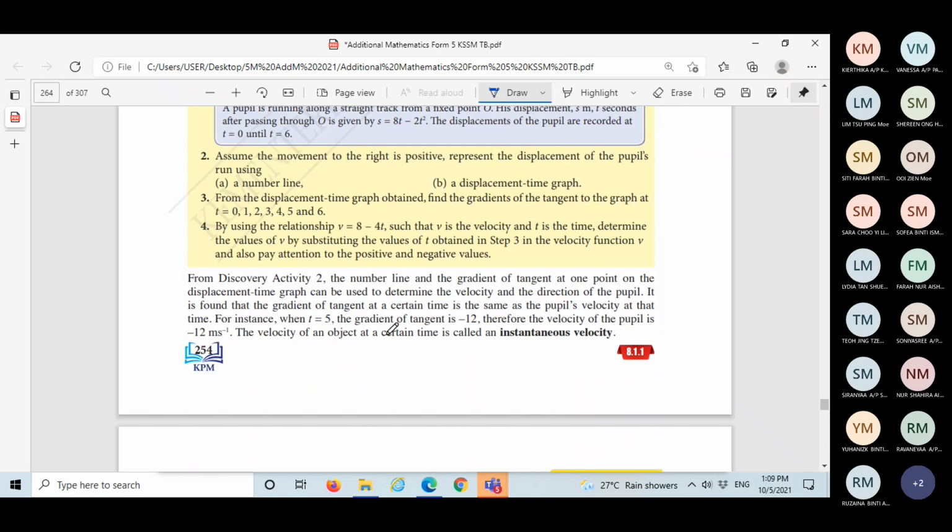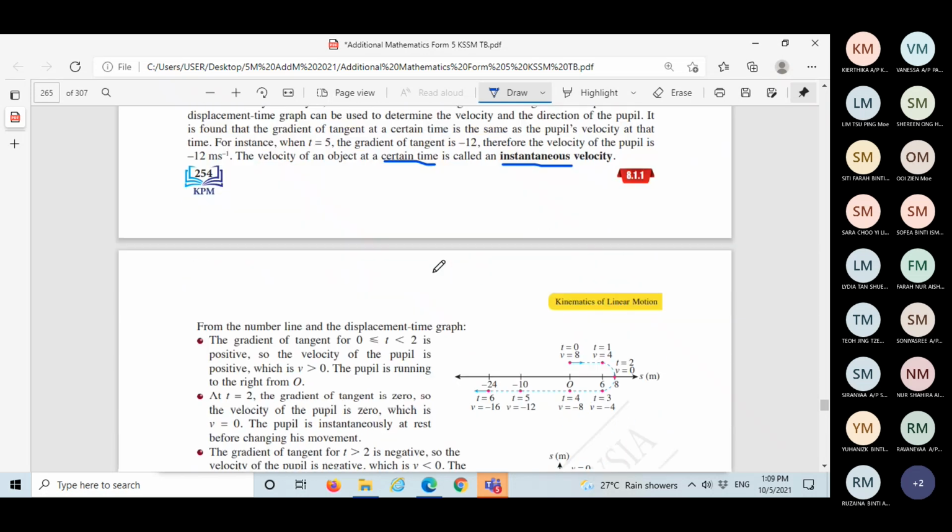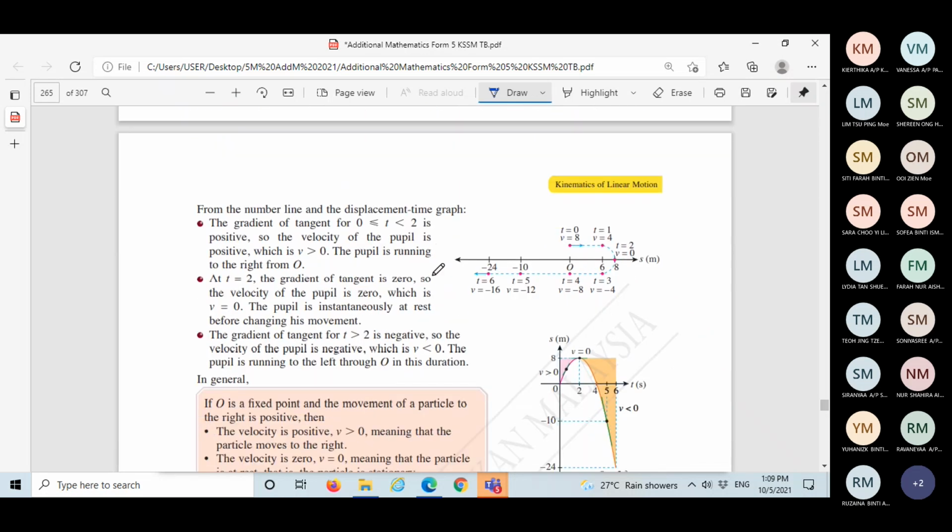Then same thing, when you see this word instantaneous, in instantaneous velocity. It seems like just now the instantaneous displacement. Instantaneous velocity is the velocity at a certain time. Same, no? Just now also. Displacement at a certain time, we call it instantaneous displacement. So we look at this graph.